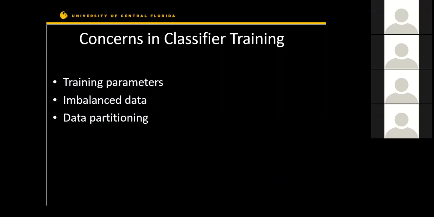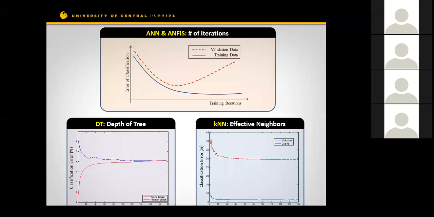But how do we train? For training classifiers, of course, each classifier has different training parameters that should be considered. That is one parameter. The other thing, as I mentioned, is the imbalanced data and the challenges that it will cause. And the last part is how do we partition our data set? We should dedicate some data for training, some for validation, and some for test. What are the challenges there and how can we deal with them? So I go through them one by one.